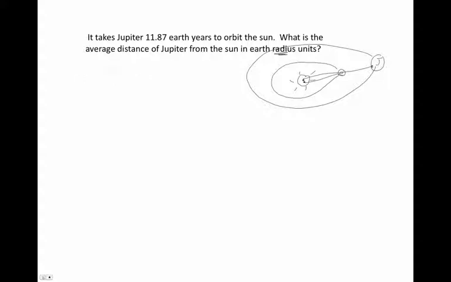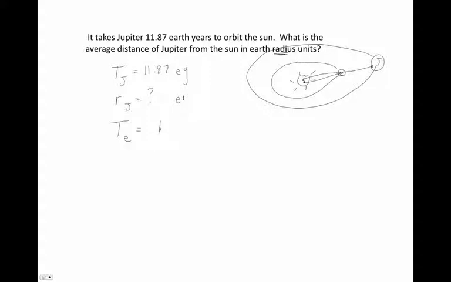So again, I'm going to use my guess method and write what I know. It gives me the period of Jupiter in Earth years, and I'm hunting for the radius of Jupiter, again in Earth radiuses. I have to compare Jupiter to another planet that is orbiting the Sun, and another planet that orbits the Sun would be the Earth. So I need to find the period of the Earth in Earth years.